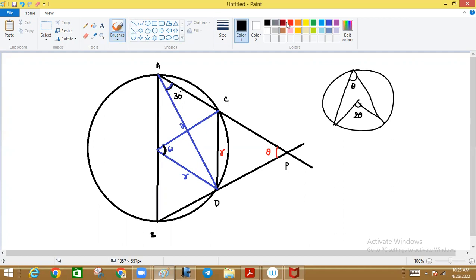Now what is angle in a semicircle? Angle in a semicircle is always a right angle. If it is 30, it is 90 degrees. Then what about this? This one is 60. So theta is equal to how much? 60 degrees. Is that clear?